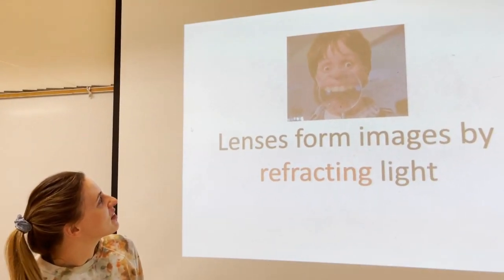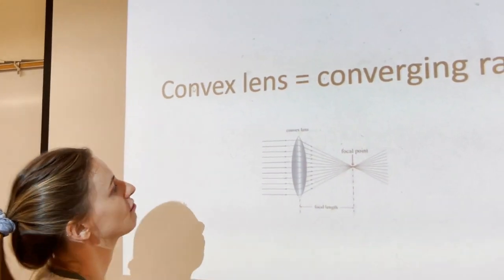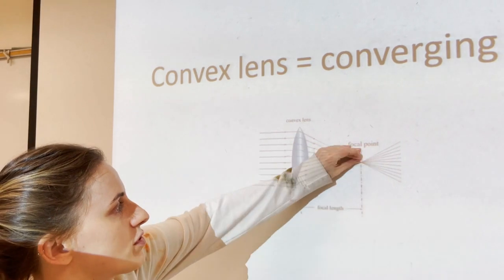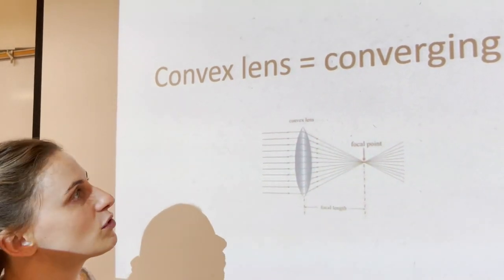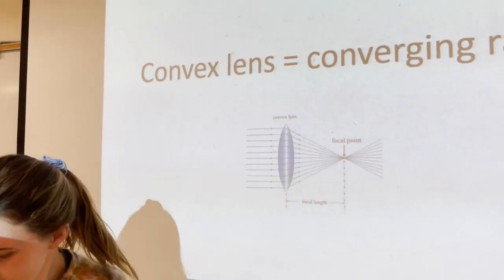A magnifying glass. Okay, so convex lenses are converging rays, and light comes in parallel, goes to the lens, and focuses on a focal point, and we have an image. And we saw that when we went outside and projected the sun onto the piece of wood.